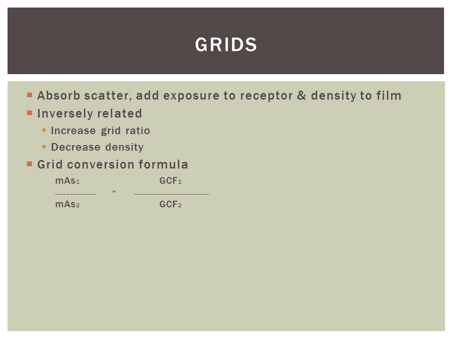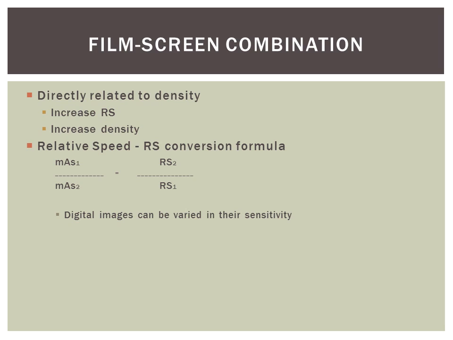Grids. Again, we're going to need to know the grid conversion formula. Remember: no grid is 1, 5 to 1 is 2, 6 to 1 is 3, 8 to 1 is 4, 12 to 1 is 5, and 16 to 1 is 6. They absorb scatter, reduce exposure to the receptor, and reduce density to the film. It is inversely related: increased grid ratio, decreased density. The purpose of the grid is to improve contrast. Don't use it to compensate density.